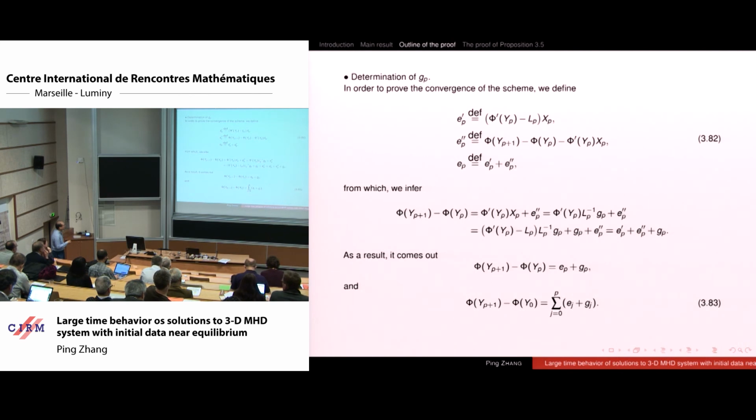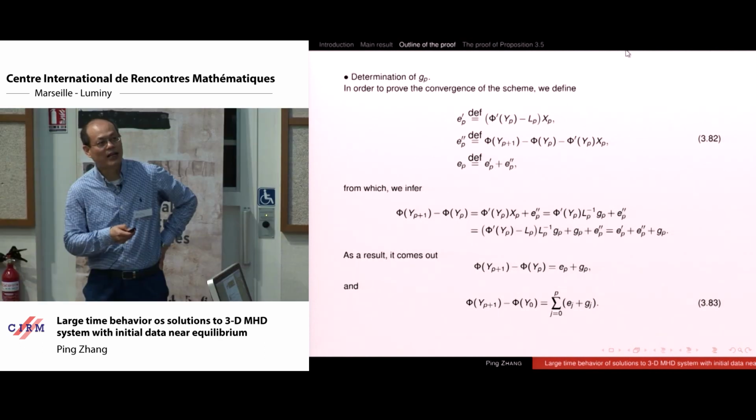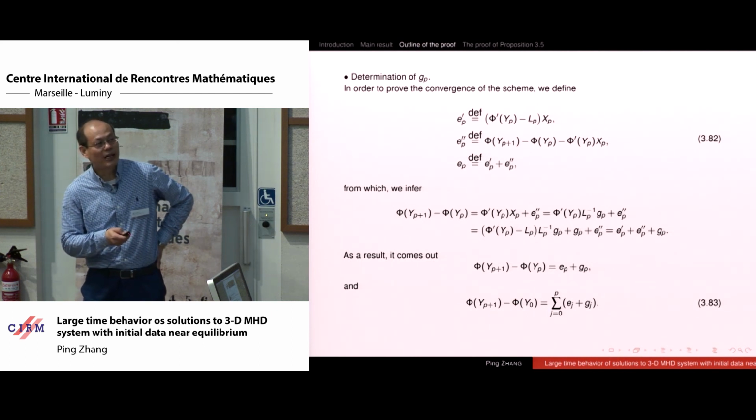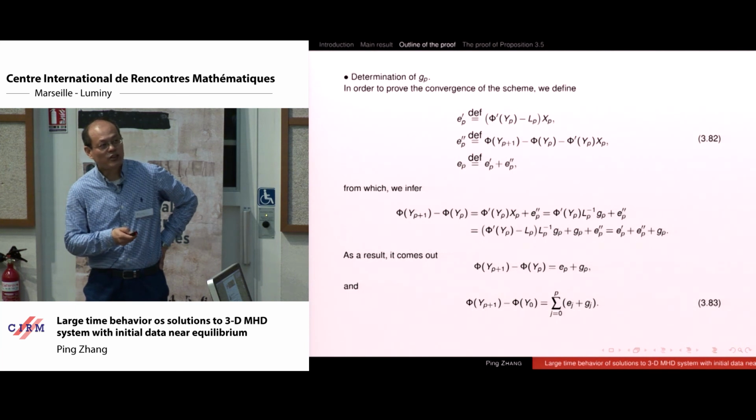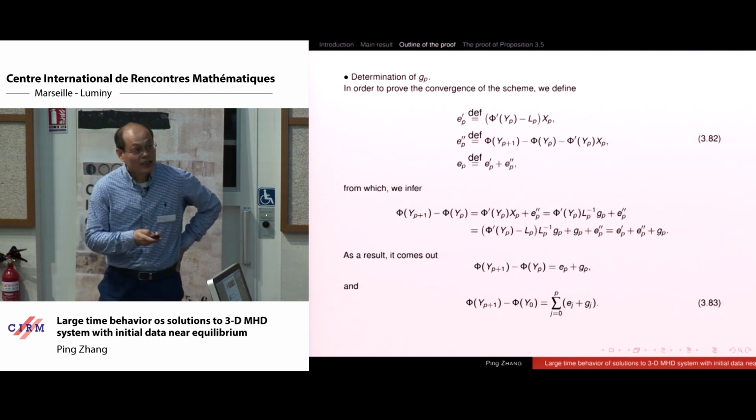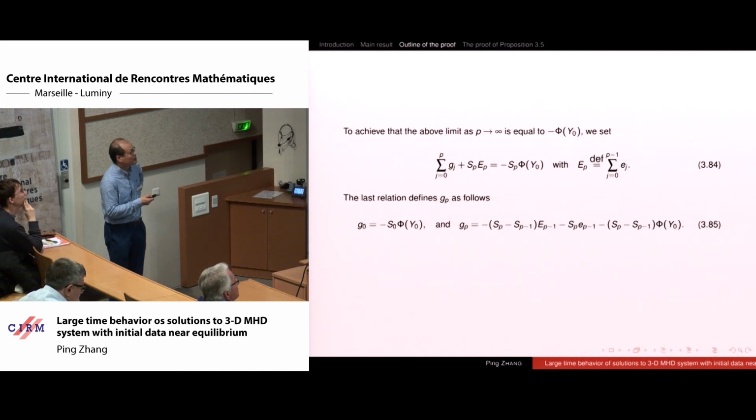So I just write L_p inverse of g_p. Now next, we replace this y_p by S_p y_p. That's why we have a term like this here, and this is nothing but e_p', which gives g_p. So eventually we have the difference equals e_p plus g_p. By summation for p between 0 and P, we find the difference phi y_{P+1} minus phi y_0 equals this. This formula motivates us to choose g_p. So eventually we choose g_0 equals minus S_0 phi of y_0 and g_p in this way, which satisfies this inequality.